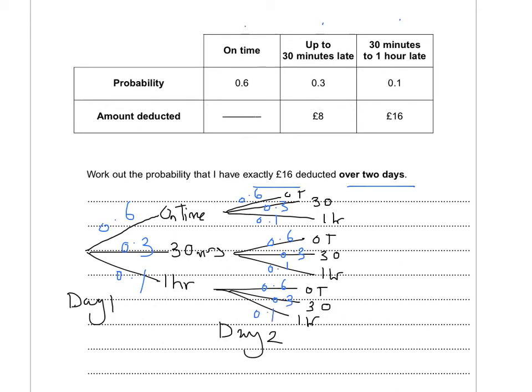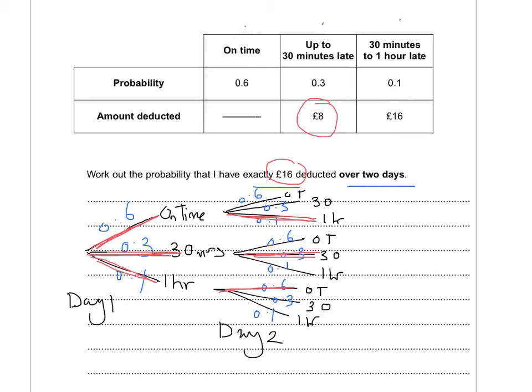Now, I have to work out the probability that I have exactly £16 deducted over 2 days. Now that can happen in a couple of different ways. I could be 30 minutes late on both occasions, so that's this path here. I could be on time on the first day, but then up to an hour late on the second day, which is that path. Or I could be up to an hour late on the first day and then on time on the second day. So there are 3 possible options.